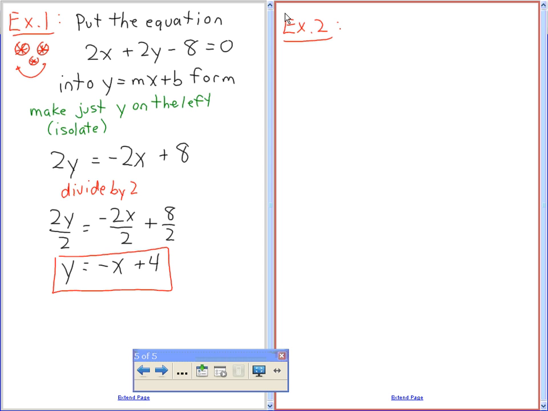Example 2 is going to say, how about this one? 6x minus 3y plus 12 equals 0, into y equals mx plus b. So put that into y equals mx plus b form, I should probably say.